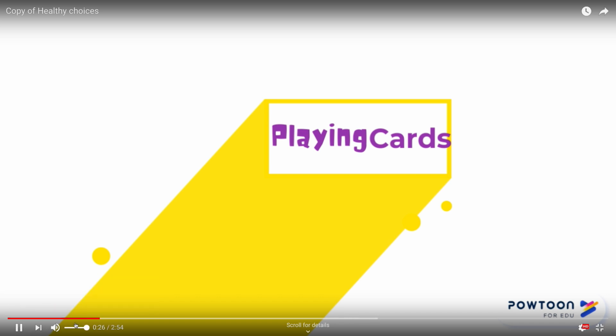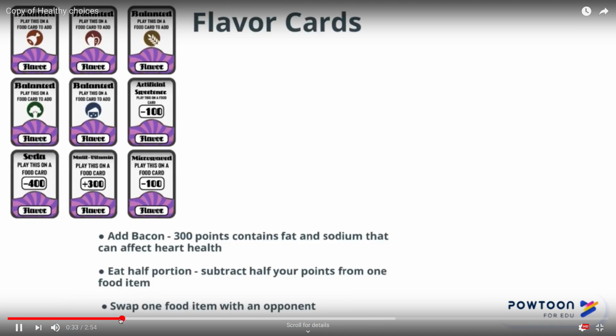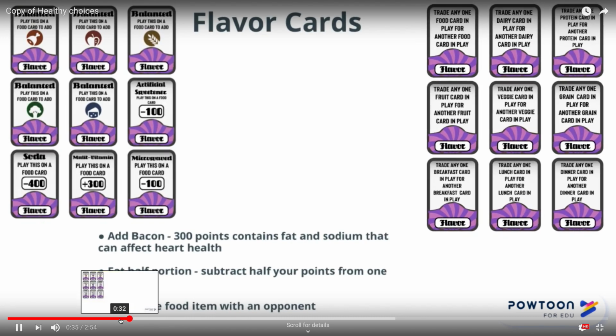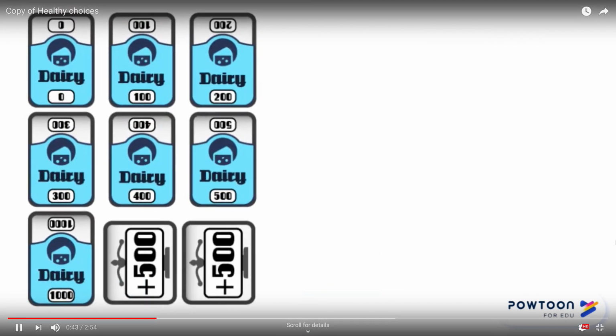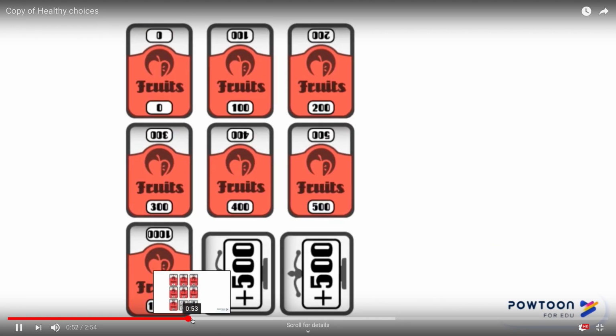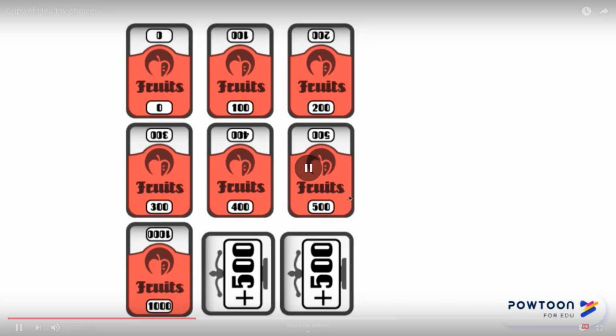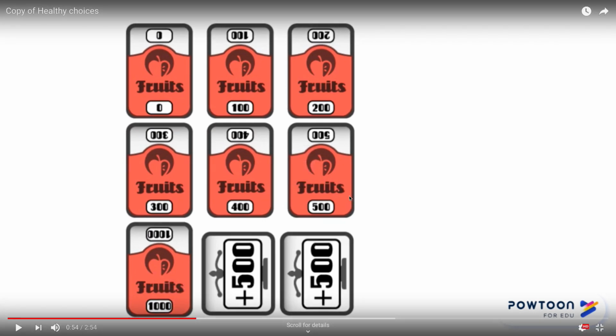We have breakfast cards, flavor cards, the dairy cards. Alright, cool. We have flavor cards, breakfast, lunch, and dinner. And all the cards have on them the food group that they are associated with.